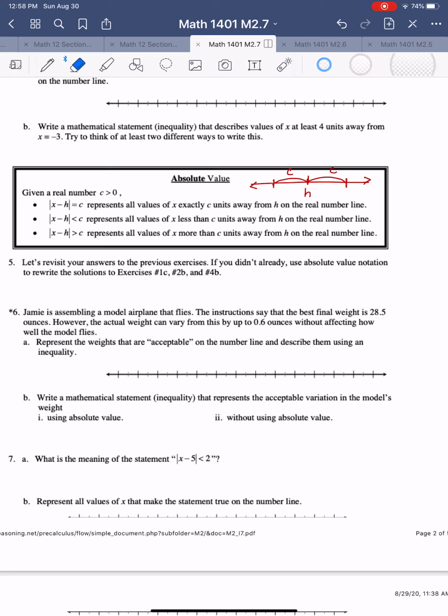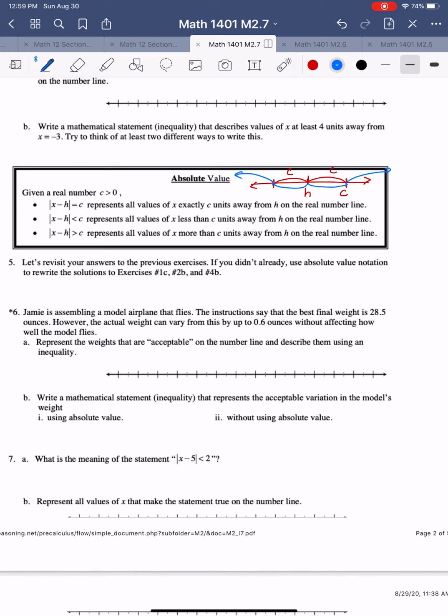Okay, so the absolute value is all about the distance, and when they say less than c, it has to be from here to here. Of course, this is actually the c, and greater than c means you're looking for the values more than c away. Okay, so what we're going to do is number 6.